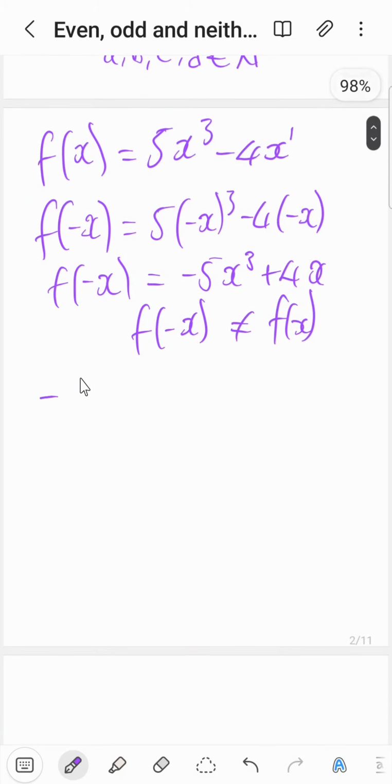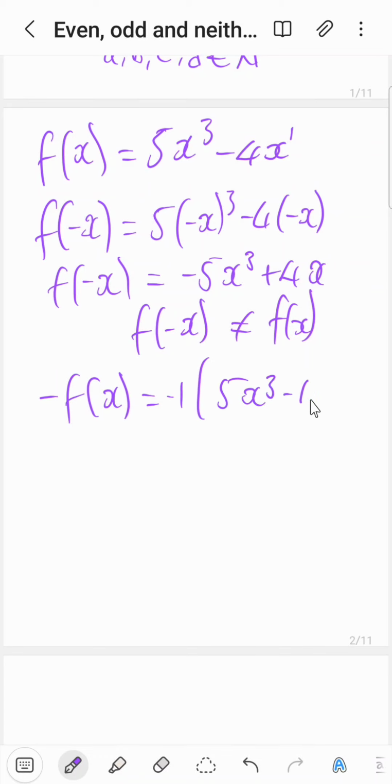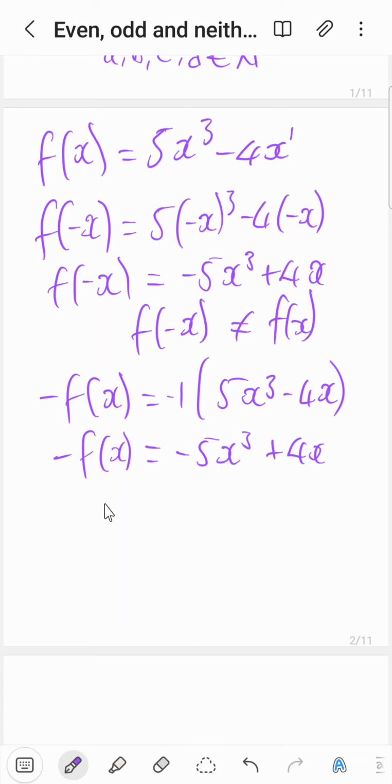We move on to find the negative f of x. So this will be negative of 5x to the power 3 minus 4x. So what are we going to have? We're going to have negative 5x to the power 3 plus 4x. Check it out. So this is the same as that.